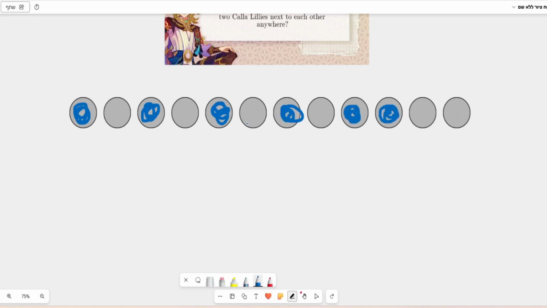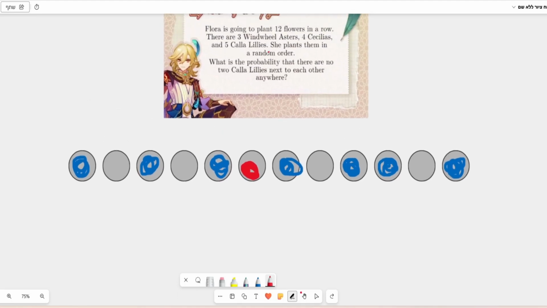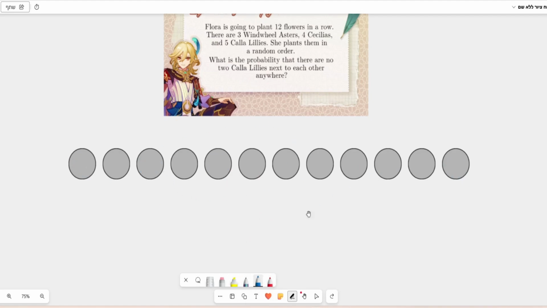Now what they are saying, 1, 2, 3, 4, 5, 6, 7. What they are saying is, wait, why did you just now decide on where the spaces are going to be? We have 7 of these, and what we know is that each 2 lilies has to be separated by at least 1 blue flower, one non-lily flower, windwheel or cecilia. At least 1. So let's not give them order. Let's not like assign them spots.